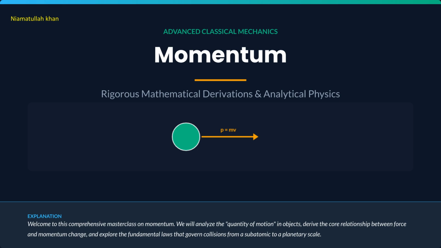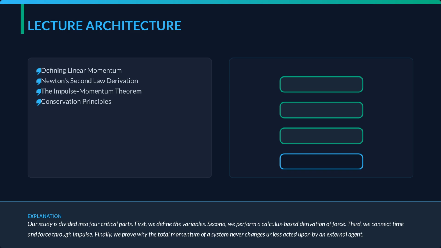Welcome to this masterclass on momentum, a fundamental concept in advanced classical mechanics. We will analyze the quantity of motion in objects, derive the core relationship between force and momentum change, and explore the laws governing collisions. Our study is divided into 4 parts. First, defining linear momentum, followed by the derivation of Newton's second law. We then explore the Impulse-Momentum Theorem, and finally, conservation principles.